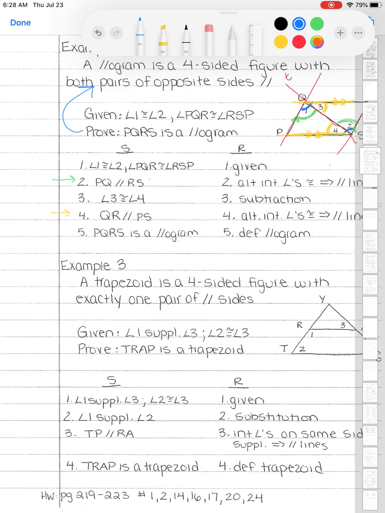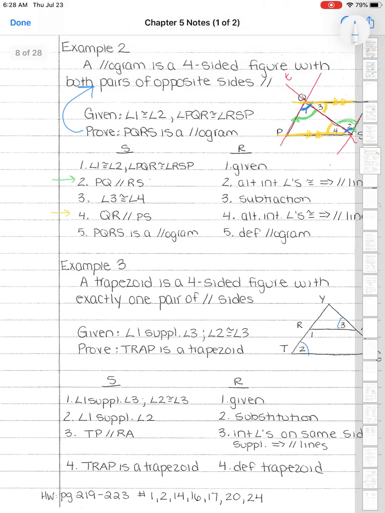All right, final one here on the bottom. It says, a trapezoid is a 4-sided figure with exactly 1 pair of parallel sides. So in order to prove that, we have to prove the 1 pair of parallel sides. Eventually, again, later on in this chapter, we'll learn more about trapezoids. So we know that 1 and 3 are supplementary to each other. And we know that 2 is congruent to 3.